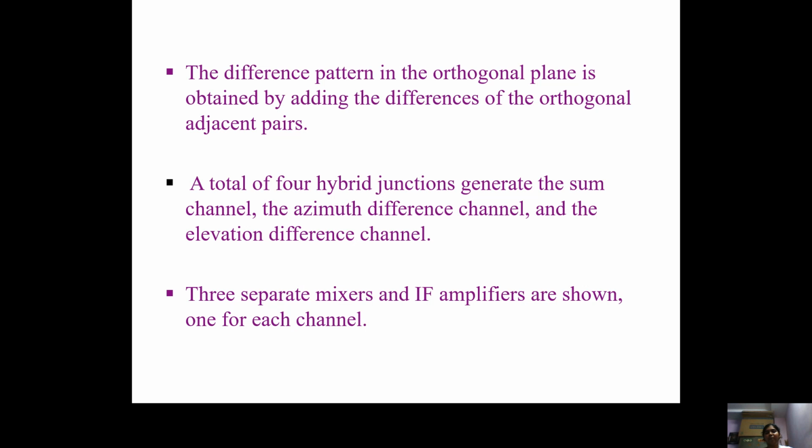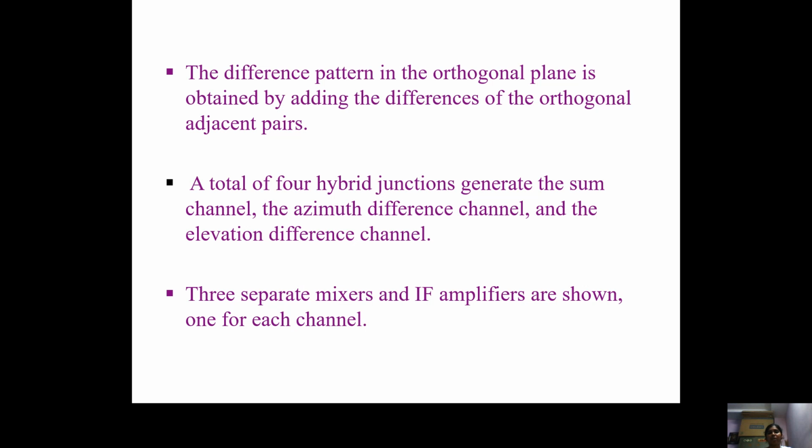Okay, so in one plane we are going to subtract the sum values to generate one difference pattern, and here we are going to add the difference patterns available from those four overlapping antennas. That means from two overlapping patterns we are going to get one difference, and from the other two overlapping patterns we are going to get another difference. So in the perpendicular plane we are going to add these two differences such that it can provide another difference pattern for another difference channel.